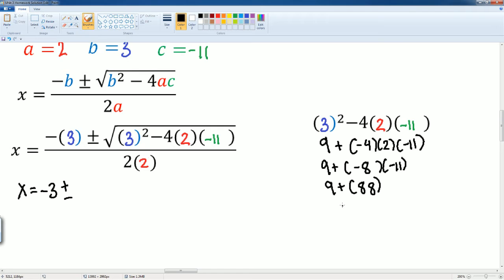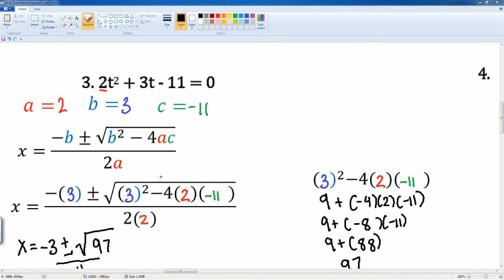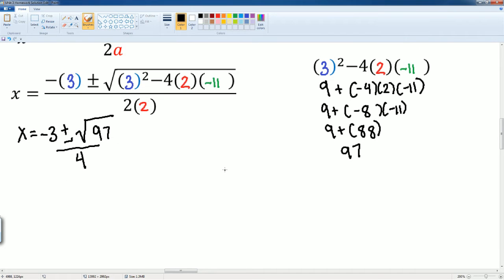88 becomes what? 88, 89, 90, 91, 92, 93, 94, 95, 96, 97. This becomes 97. Ugh, really? Divided by 4. That doesn't look pretty. Yeah, it's not pretty, but the numbers are right, though. This is a prime number. It ends with a 7, and there's nothing that goes into this, so you leave it here.